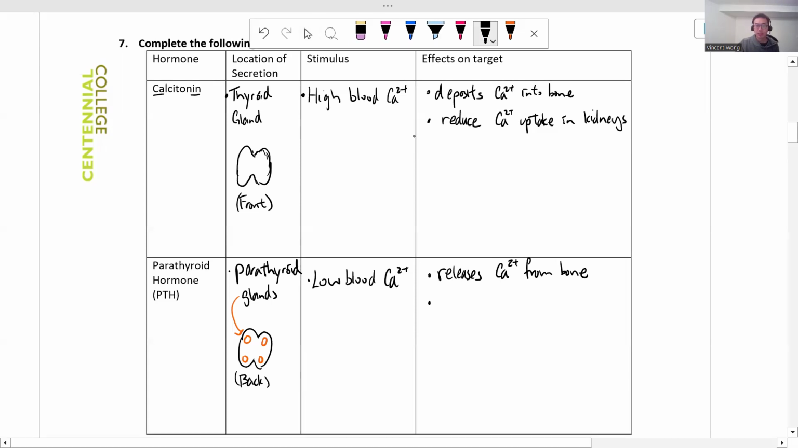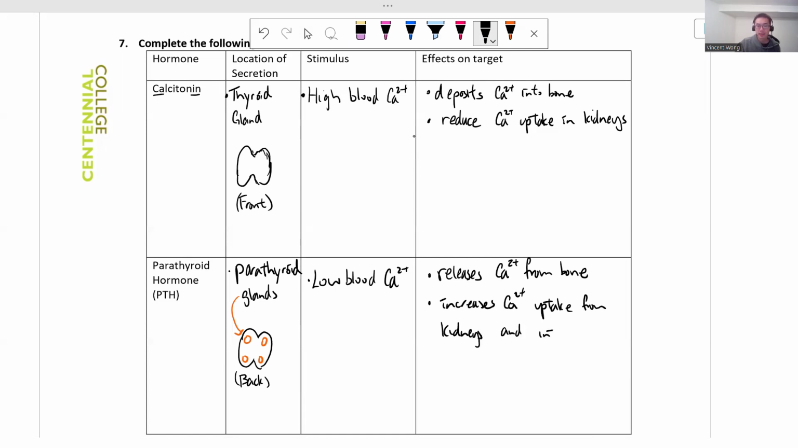So that's from the bone. But you will also increase calcium uptake from kidneys and intestine. Okay, so you try to absorb more from the food. Every little bit counts. And then you try to minimize loss through the urine by telling the kidney to absorb it back, right?